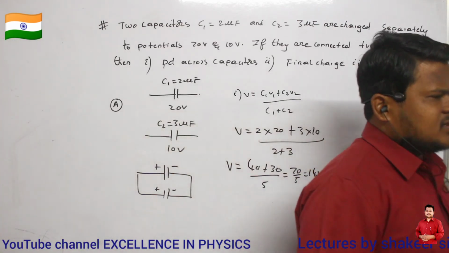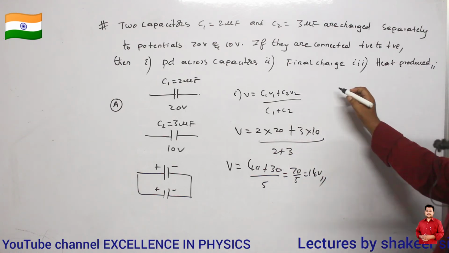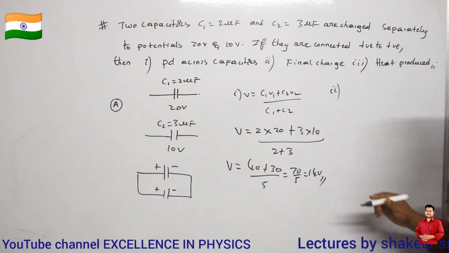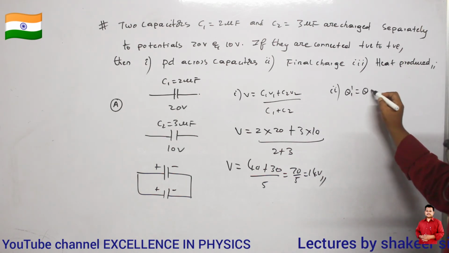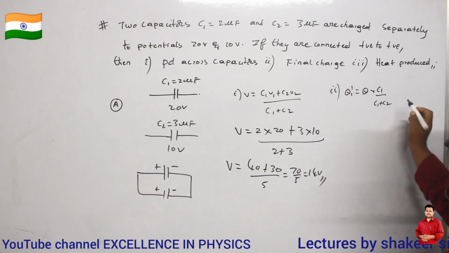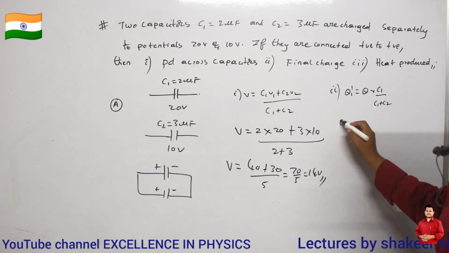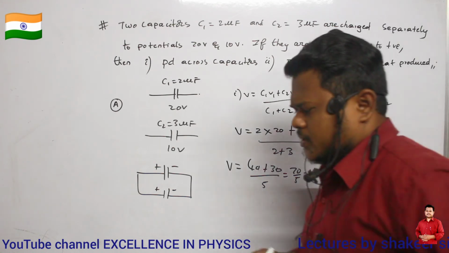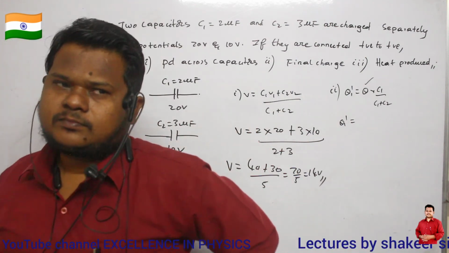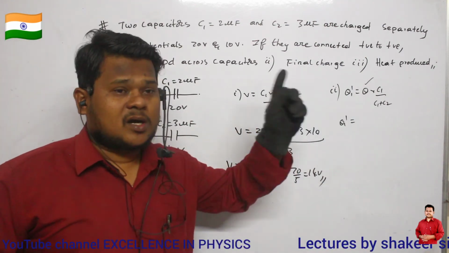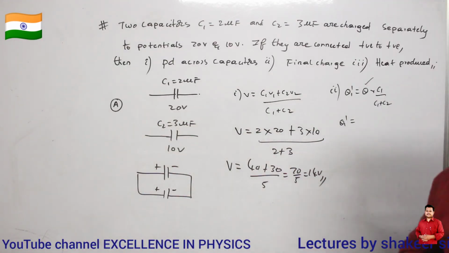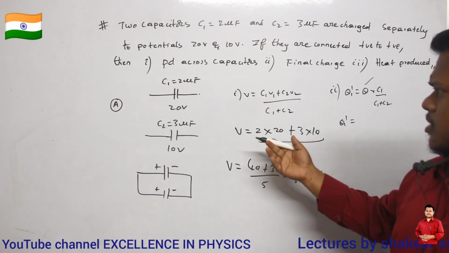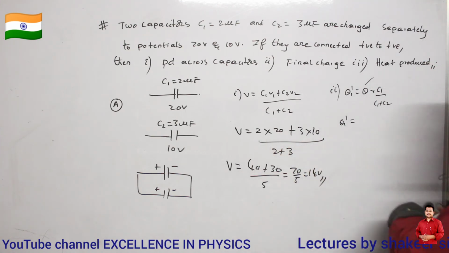Then he is asking for the final charge. What is the final charge present on each capacitor? Final charge Q1 dash can be written as Q into C1 divided by C1 plus C2. Already we have derived these relations. Now, what is meant by Q here? Q means total charge, that you should not forget. And what is the total charge? We have not calculated the charge yet, so first you calculate the charge.